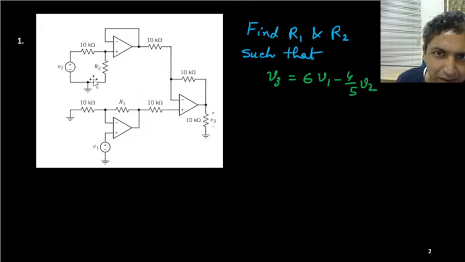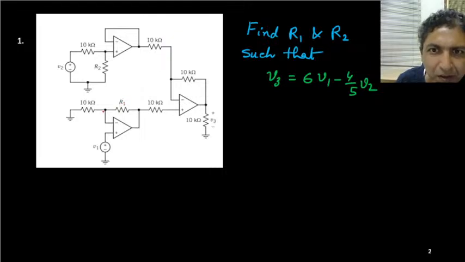Then the question is, you need to choose this R1 and R2, the values, so that you will get V3 equals 6V1 minus 4 upon 5 V2. Okay, so this is the question. Now we will try to tackle these things. It's not that difficult. It's very easy. Try to identify each block.